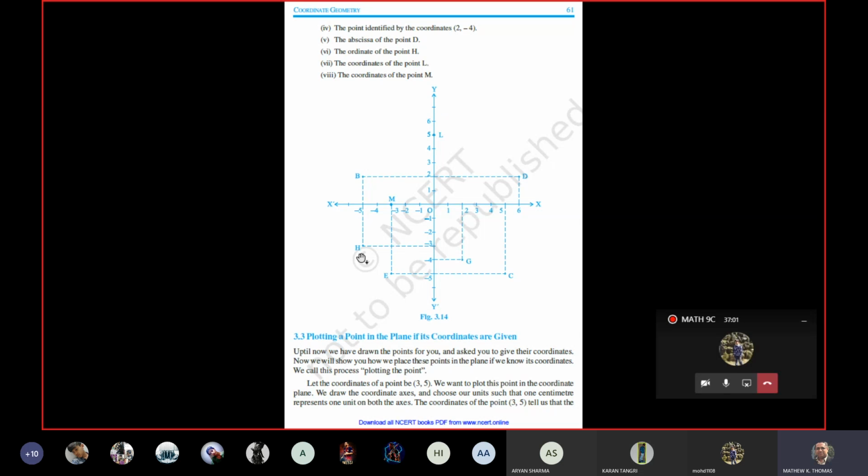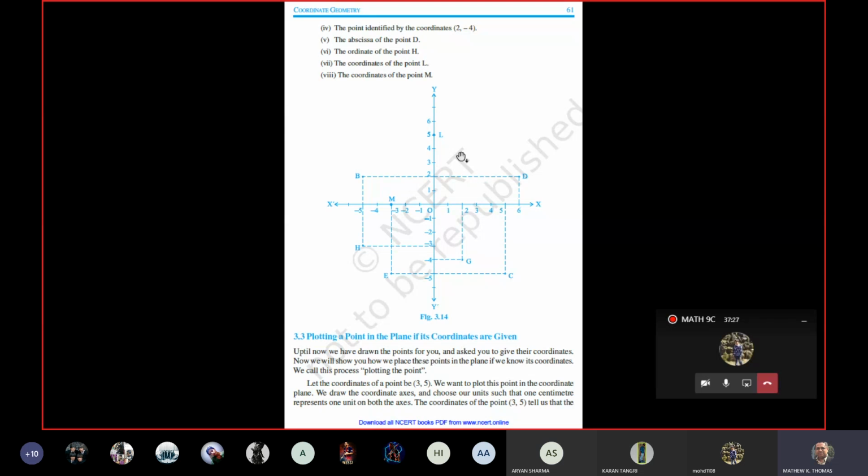All this can come for 1 mark. This chapter is important because all the 1 mark questions can be asked here. So you should know that ordinate means the y coordinate and abscissa means the x coordinate. Here they are asking for the ordinate, so the ordinate of H will be minus 3. Write down minus 3.